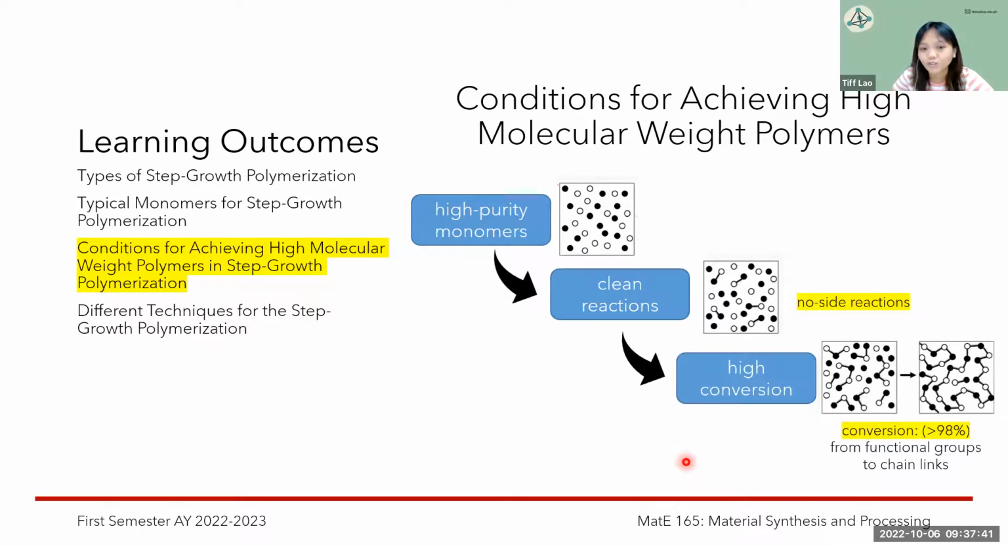And then high conversion. When I say high conversion, lahat ng monomers mo or more than 98% ng monomers mo, kasi monomers have functional groups, have reacted such that makabuo ka nung structural units para mag-link sila together. Okay? Gets ba yun? Itong tatlo, yung kailangan for step growth.